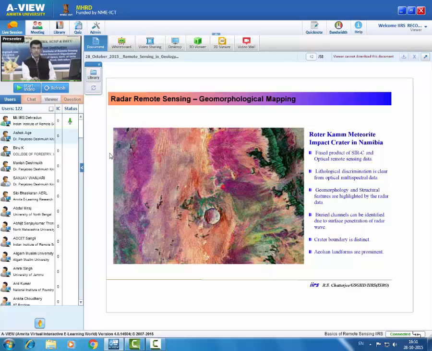So we can have some subsurface information, we have topographic information, we have spectral information. All these together, our interpretation is much better than using an optical image alone.